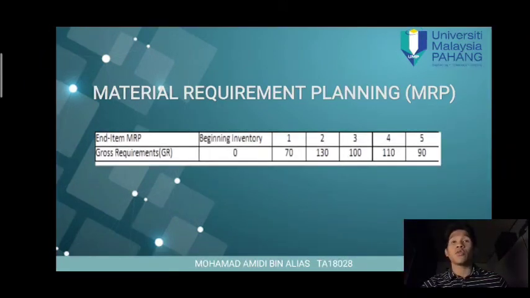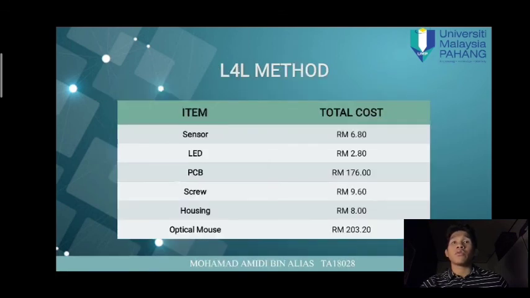Now we will continue with material requirement planning, MRP. We have 5 periods here with gross requirements of 70, 130, 100, 110 and 90, and our beginning inventory is 0. Next, we will continue to the L4L method.